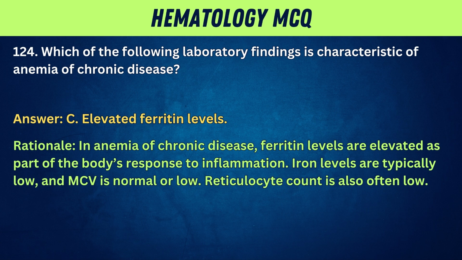Rationale: in anemia of chronic disease, ferritin levels are elevated as part of the body's response to inflammation. Iron levels are typically low, and MCV is normal or low. Reticulocyte count is also often low.